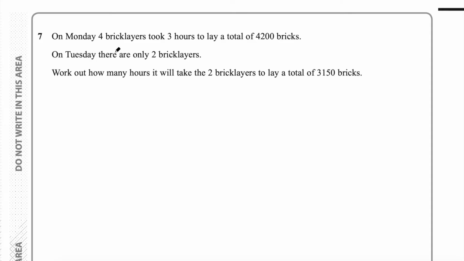Okay, from this information, we need to work out the rate of bricklaying for 1 bricklayer. Let's firstly write down the rate for 4 bricklayers. They had a rate of 4,200 per 3 hours. What is that per 1 hour? Well, 42 divided by 3, that's 14. So this is going to be 1,400 bricks per hour.